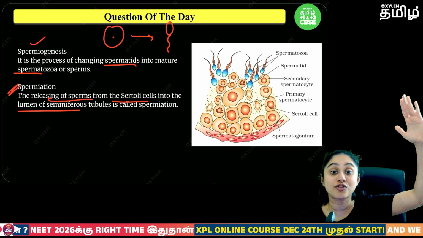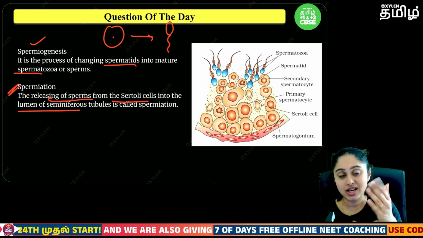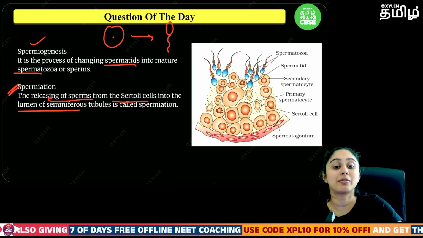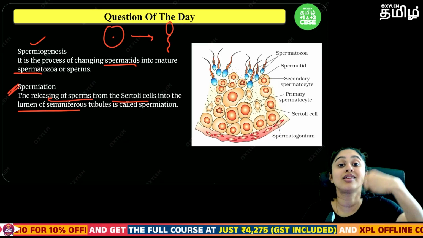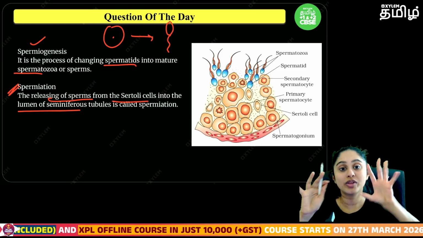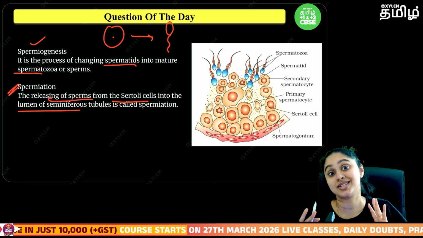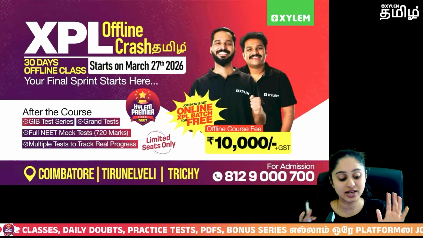So in the process of spermatogenesis, once the meiosis is complete, spermatid becoming spermatozoa is spermiogenesis. Then the spermatozoa releasing is called as spermiation. Together with this, the spermatogenesis will be complete. So don't get confused between the terminologies and understand it very clearly.